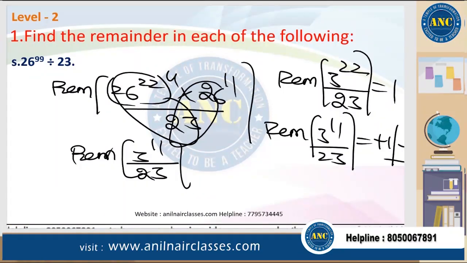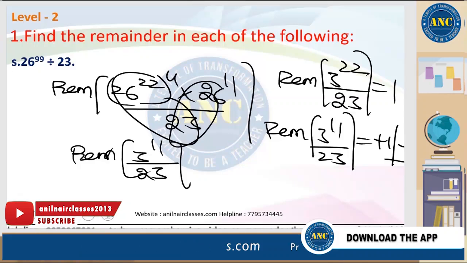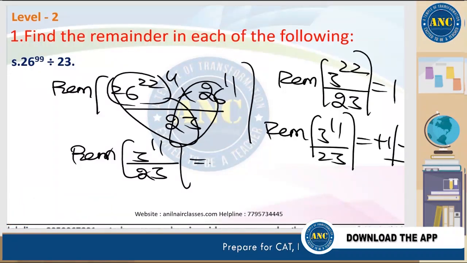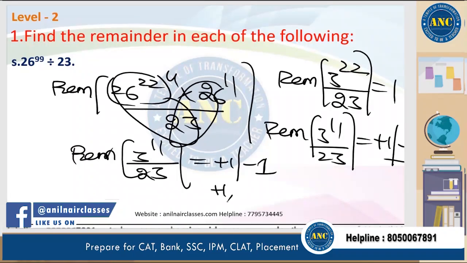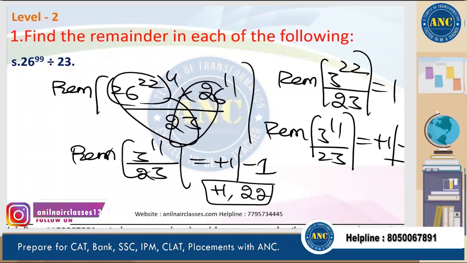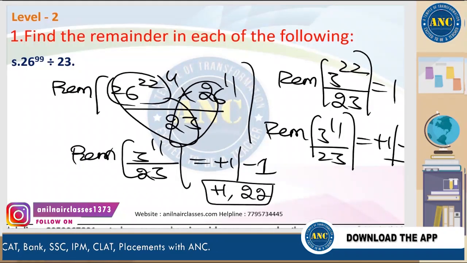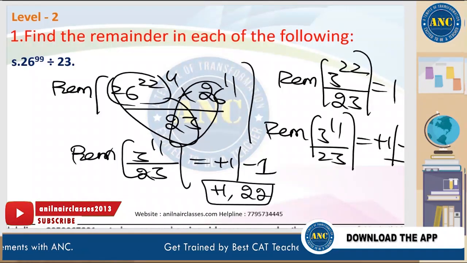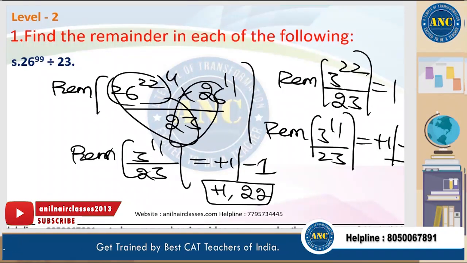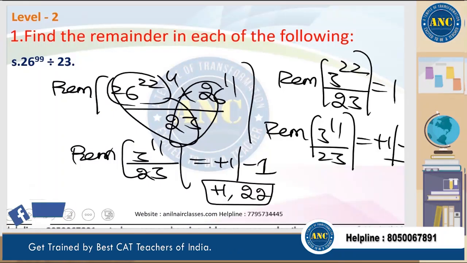Denominator prime number, lot of problems which we discussed. I want to discuss power to the power. See, what you can do is, here it could be either plus 1 or minus 1. Answer could be either 1 or 22. Eliminate all the remaining answer options. Why I said? Because 3 power 22 by 23 is 1, and 3 power 11 by 23 will be plus 1 or minus 1.